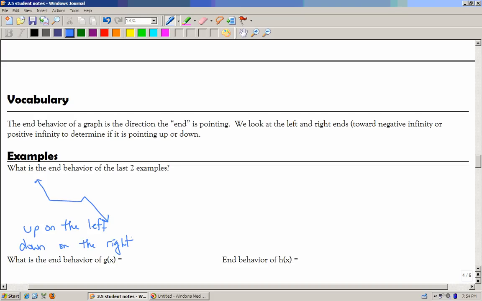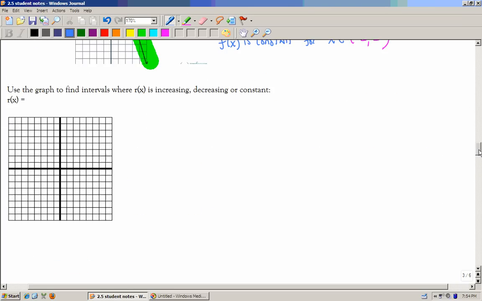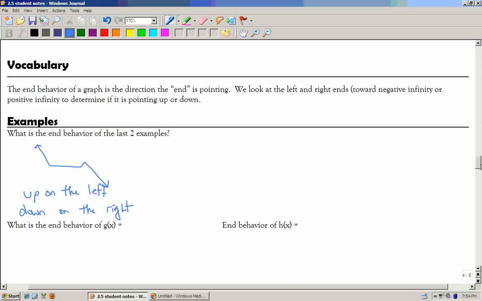If you look at the second example up there, we're going to do that one in class, and we can do the describing of the end behavior for that one in class also. So that's it for end behavior and determining when it's increasing, decreasing, or constant.